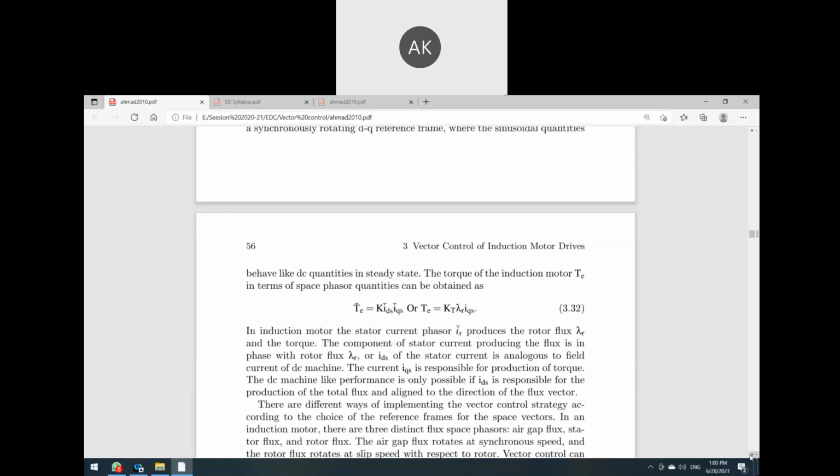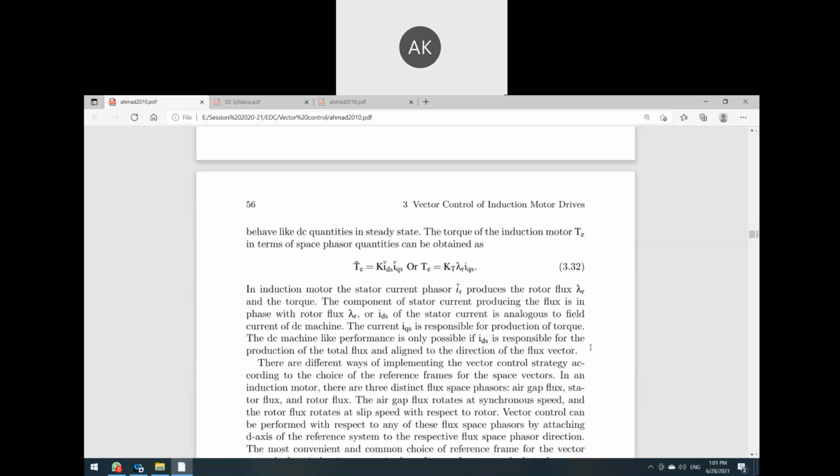The torque of the induction motor in terms of space phasor quantities can be obtained. So this is the equation for the torque of the induction motor. We can see that if we control the q-axis current component, then we can control the torque component.